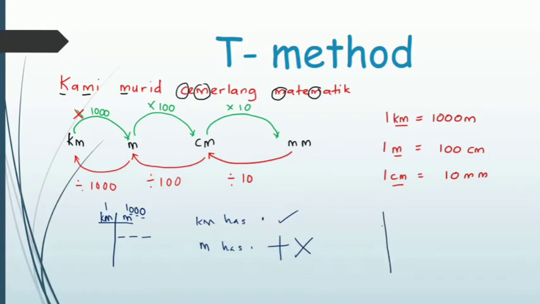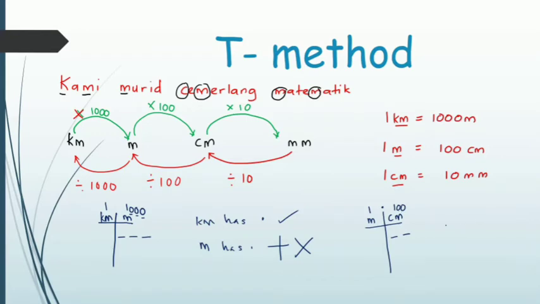So this is the T. It's exactly the same as kilometer and meter. Here is the T method for meter and centimeter. The biggest unit is meter, followed by centimeter. 1 meter is equal to 100 centimeter, and this is the decimal point. In the centimeter house we can only write 2 numbers because there are only 2 zeros in centimeter.